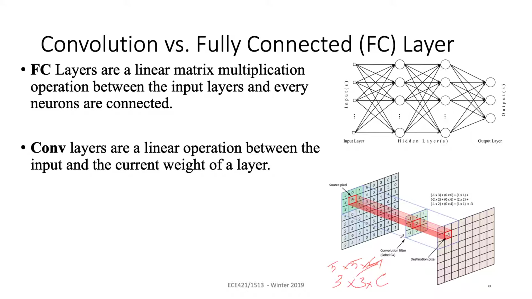As an example, I put here, you see the weights of this kernel. It represents a Sobel kernel. So the weights are -1, -2, -1. And the second column is 0.